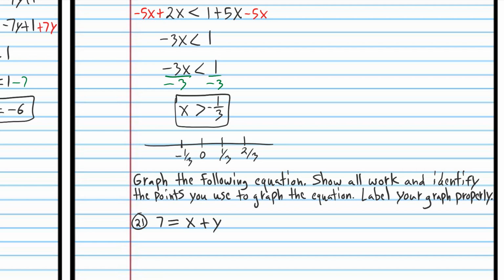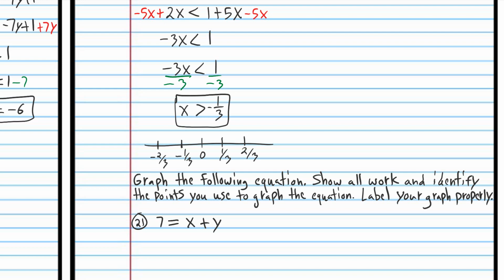-1/3, -2/3. And let's see here. So it says x is greater than -1/3. So x is the red part, the shaded part. Remember, I always do my lines with red. It just makes it easier to see. So x is greater than -1/3.